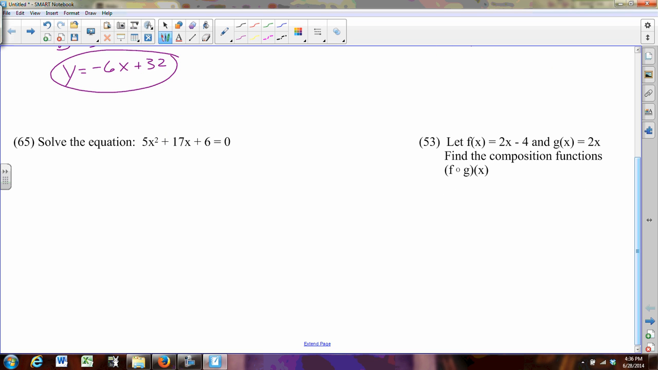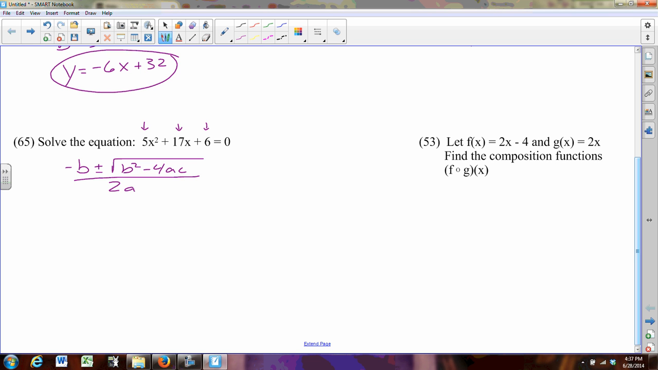The next problem comes from lesson 65. This is a quadratic because it has an x squared. If we want to do it the longer way, we can plug everything into the quadratic formula. Here is my a value, here is my b value, here is my c value. I'd like to see if we could factor this first.